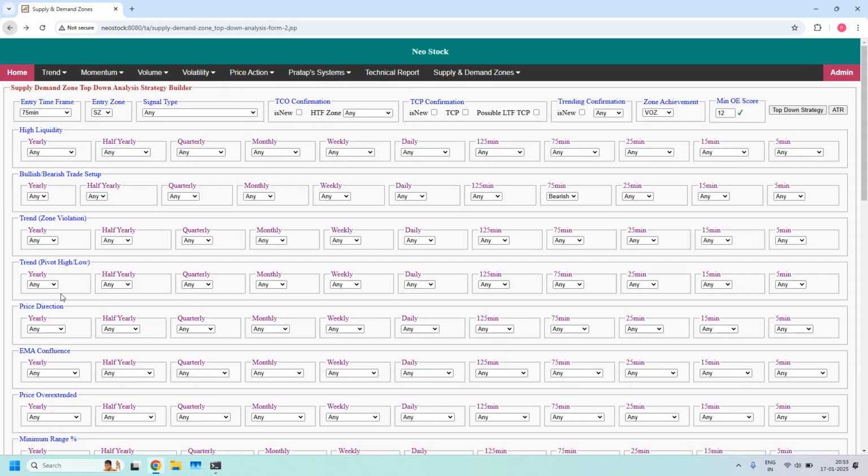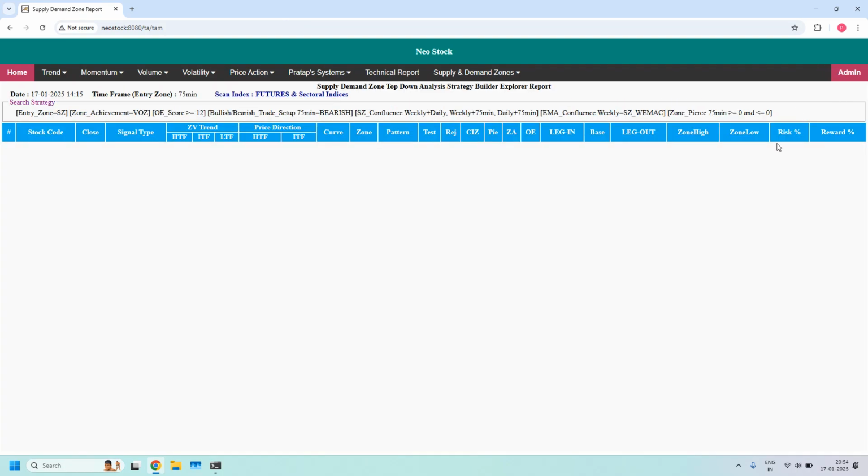Let us verify. In the EMA confluence, at a weekly time frame. Why weekly? Because the 75-minute supply zone together with the daily supply zone are part of the weekly supply zone. That means overlapped with weekly. That's why we are setting weekly supply zone having weekly EMA confluence. But trend should be downtrend. If sideways is there, you can eliminate that stock.